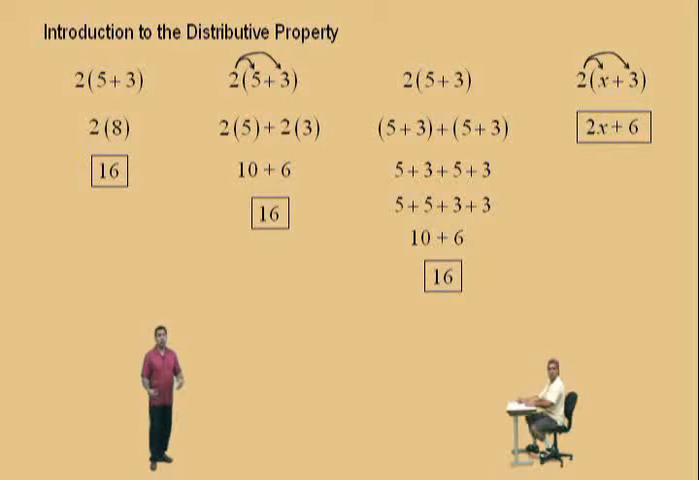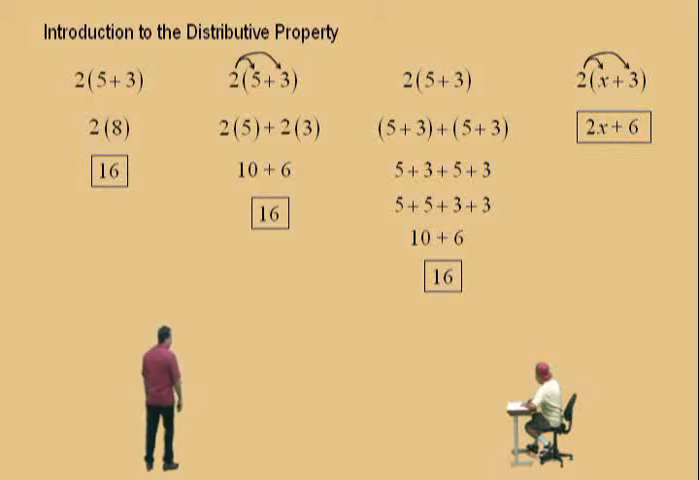So you took 2 times (x plus 3), applied the distributive property, and ended up with 2x plus 6. We'll be dealing with that a little bit later in the semester, and you'll be dealing with that a lot in beginning algebra, which is the next class.